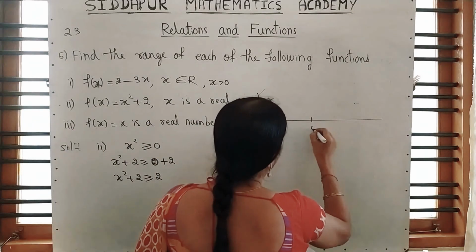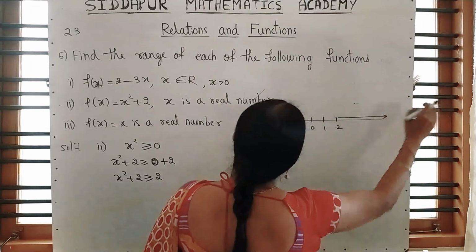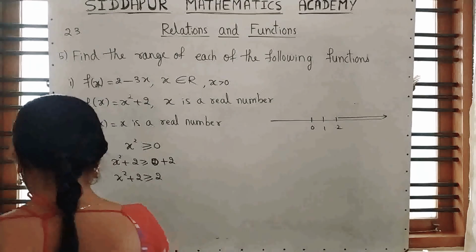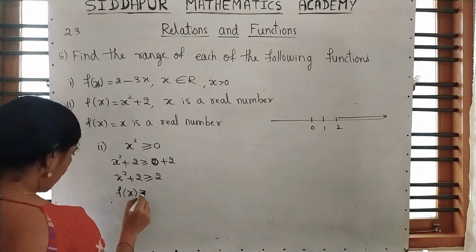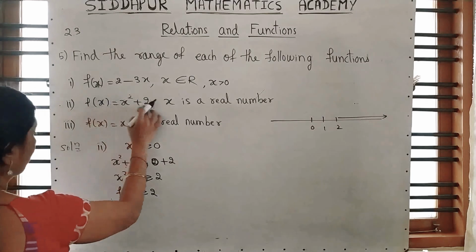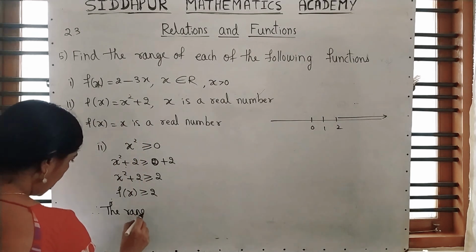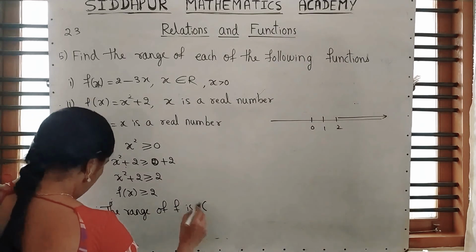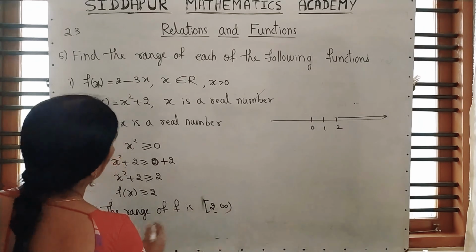On the number line, greater than means we are moving on the right side. It starts with 2 and ends with infinity. x square plus 2 is what? It is nothing but f of x, the given function. Therefore, the range of f is, it starts with 2, including 2, and ends with infinity.